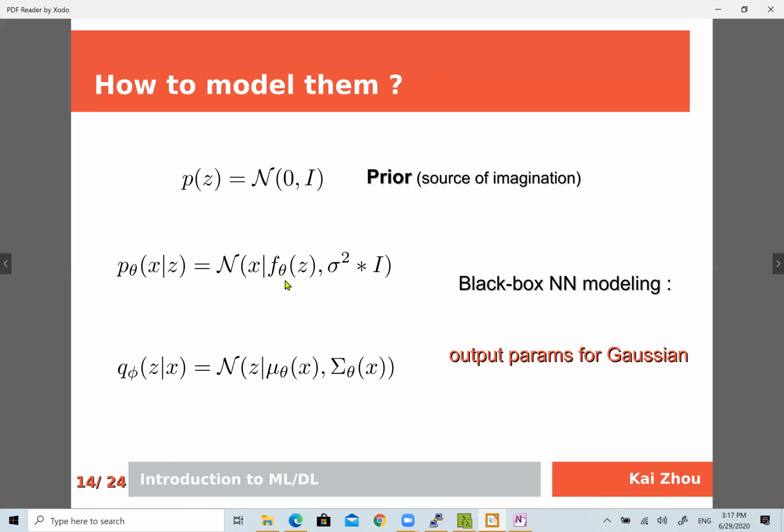Okay, so for the encoder, we assume it's a Gaussian distribution function with the mean of f theta of z. So what's f theta of z? This is just what the neural network is trying to learn.